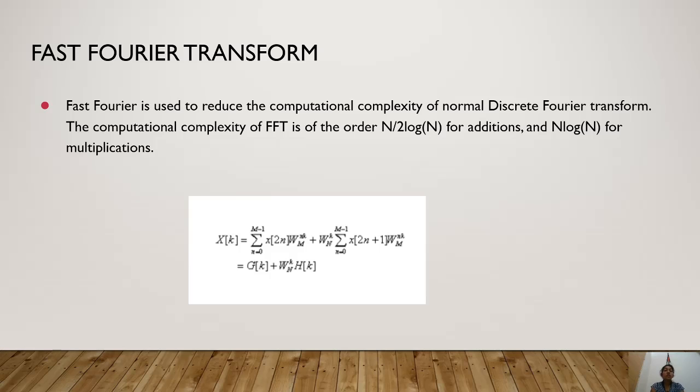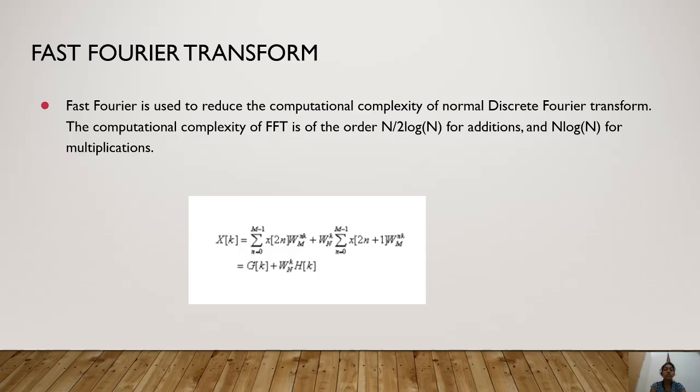So moving on. The main reason we use the fast Fourier transform is to reduce the computational complexity. For the discrete Fourier transform, the complexity in additions is N square, and in multiplications it is N into N minus 1. But for the FFT, it is only N by 2 into log N for additions and N log N for multiplications. So it is far easier than the DFT.